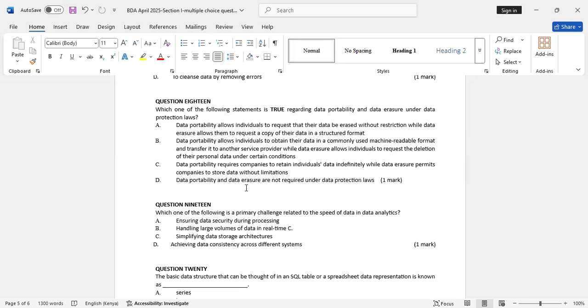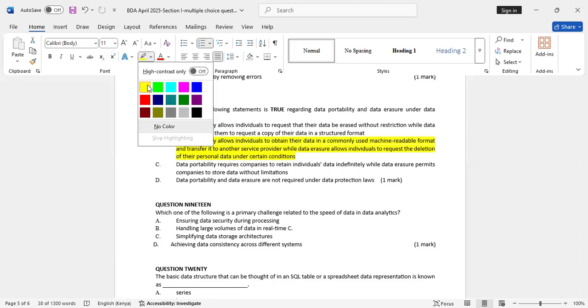For both data portability and data erasure. D, data portability and data erasure are not required under data protection laws. No, that's not correct. So the correct answer will be B. Data portability allows individuals to obtain their data in a commonly used machine-readable format and transfer it to another service provider, while data erasure allows individuals to request the deletion, to erase is to delete, of their personal data under certain conditions. So the correct answer here was B.